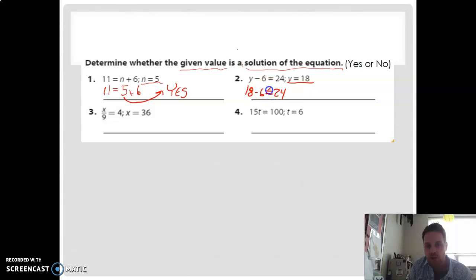In this case, we would say, no, these two are not equal. And there's a little sign for that. You go, bloop, that means not equal. So the answer to this is no. The value that you gave of y equals 18 is not a solution to this equation.